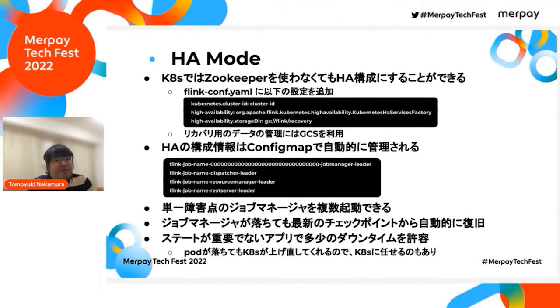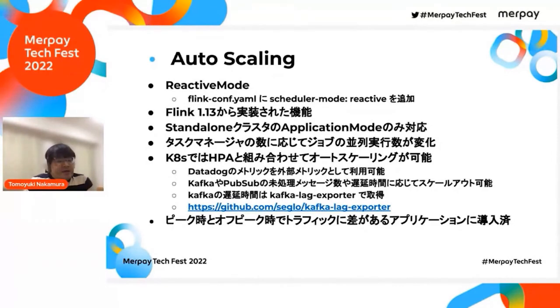Next, let's talk about autoscaling. A feature called reactive mode has been added since Flink 1.13 and can easily be used by setting the scheduler mode to reactive in the Flink configuration. Reactive mode is only supported in application mode for standalone clusters. In this mode, the parallelism of running jobs is automatically matched to the number of task managers when the number of task managers is changed. This feature can be used for autoscaling in combination with HPA in the case of Kubernetes.